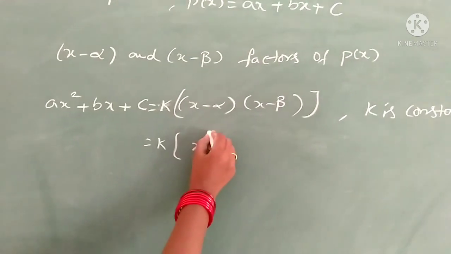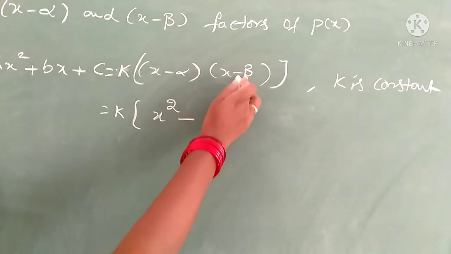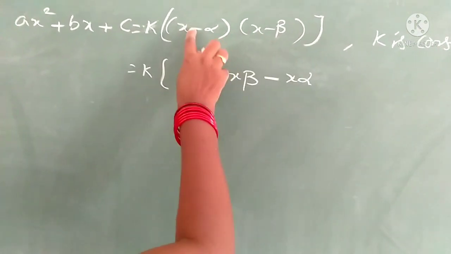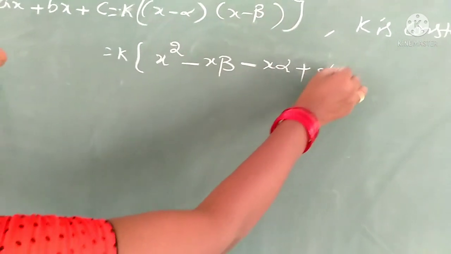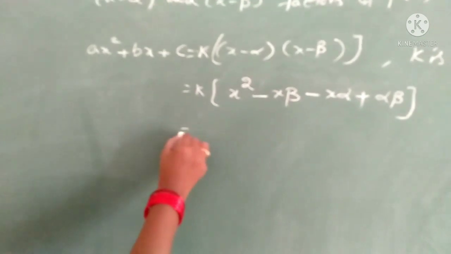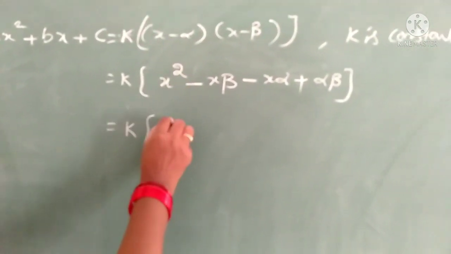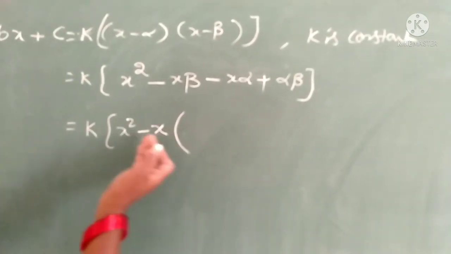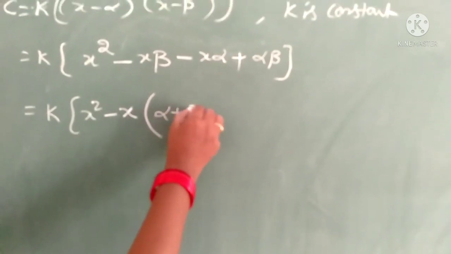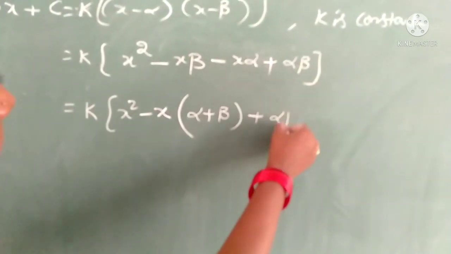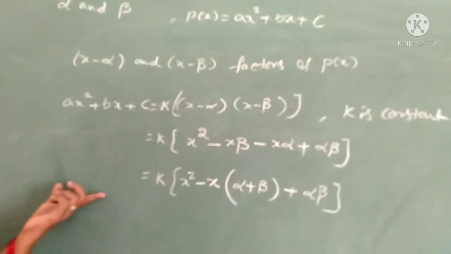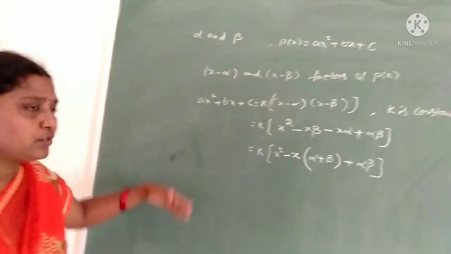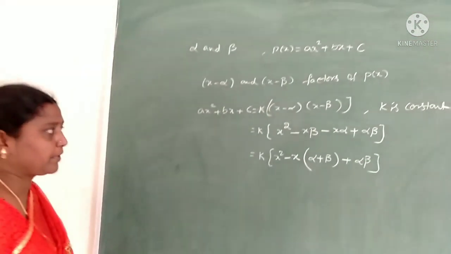First we multiply the two factors. x into x is x square, x into minus beta, minus alpha into x, and minus alpha into minus beta gives plus alpha beta. Next, x square, and we take the common value minus x, remaining alpha plus beta, plus alpha beta. This is the form of a quadratic polynomial when we know the zeros. So we solve some problems.